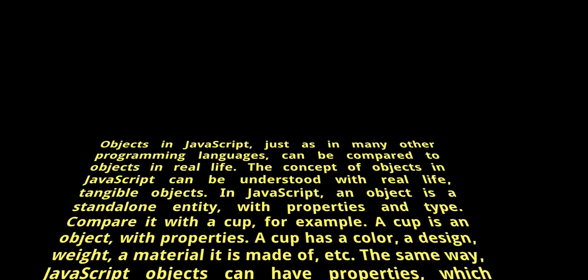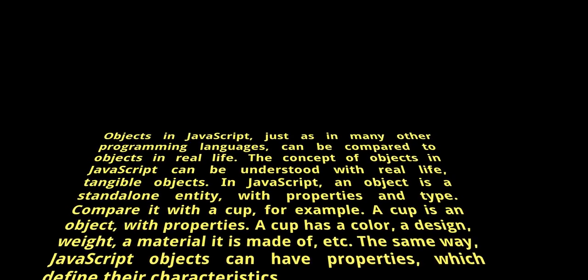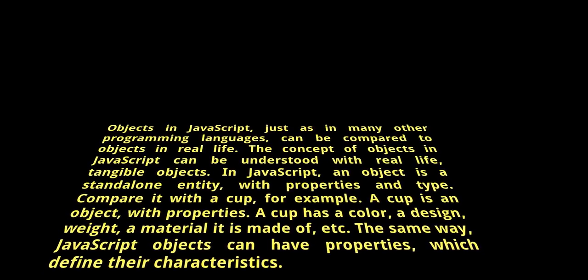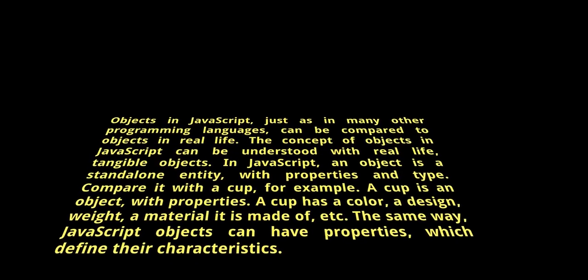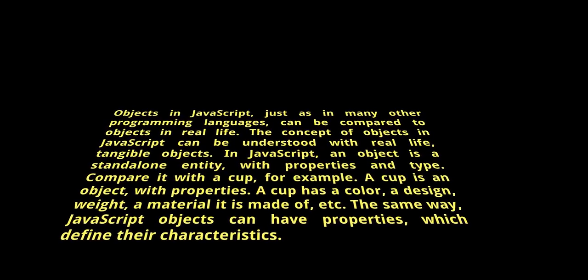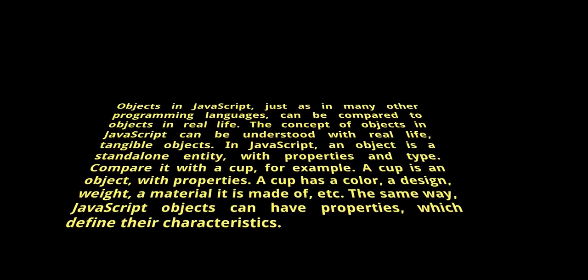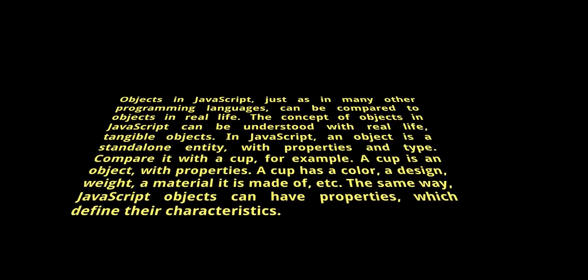A cup is an object, with properties. A cup has a color, a design, weight, a material it is made of, etc. The same way, JavaScript objects can have properties, which define their characteristics.